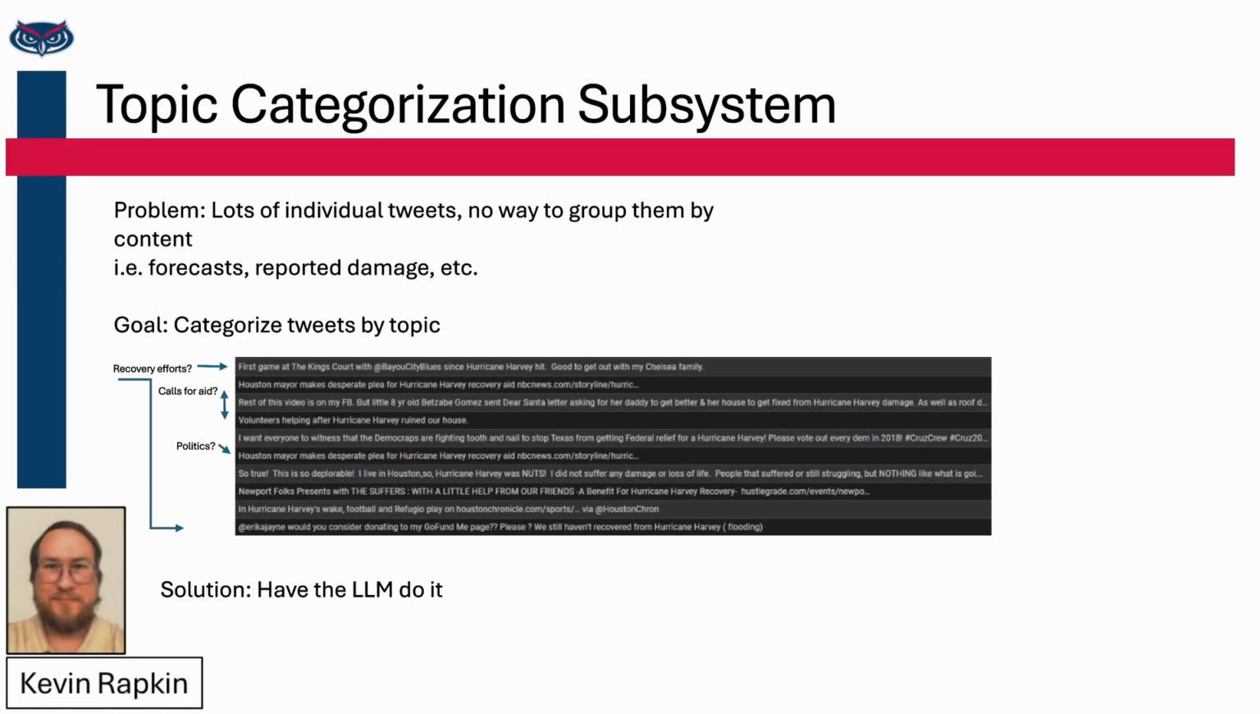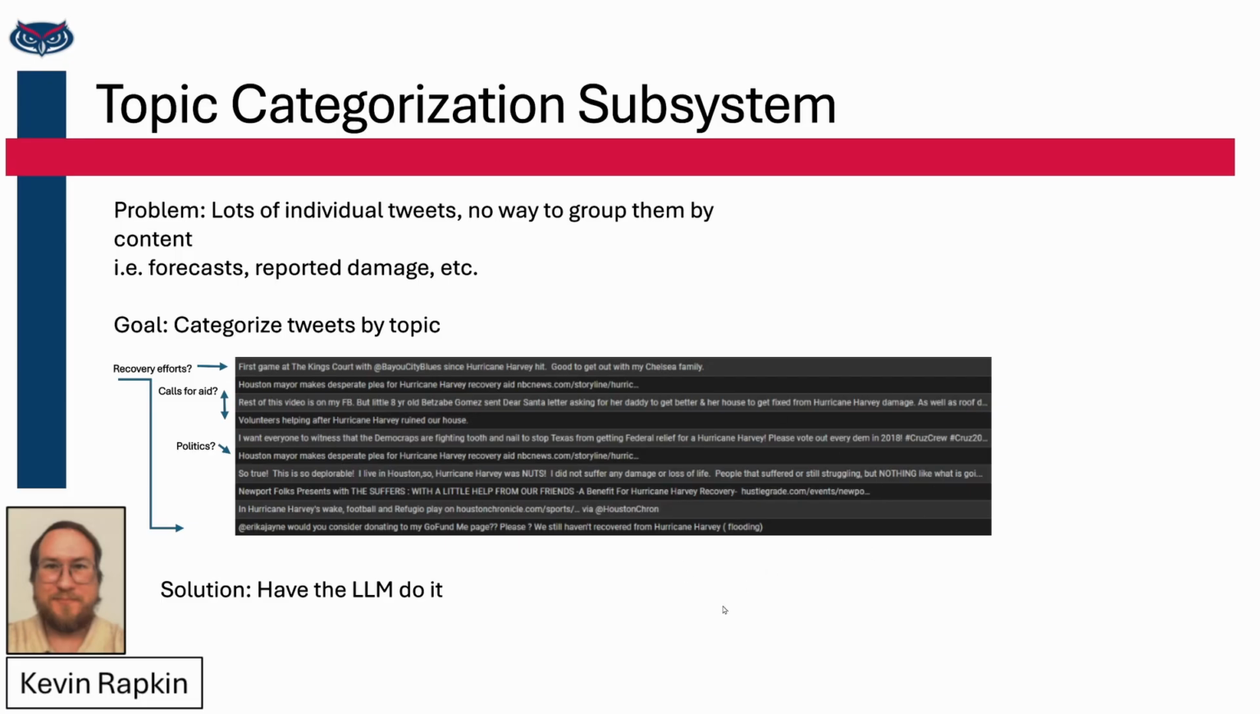But if we can categorize them according to their content, such as weather forecasts or damage reports or flooding or anything like that, then we can better look at the data and draw conclusions from it. For example, here are a bunch of tweets, and maybe this one is related to recovery efforts. Maybe some of these are calls for aid and assistance. Some of them are definitely about politics. So how do we categorize all of these?